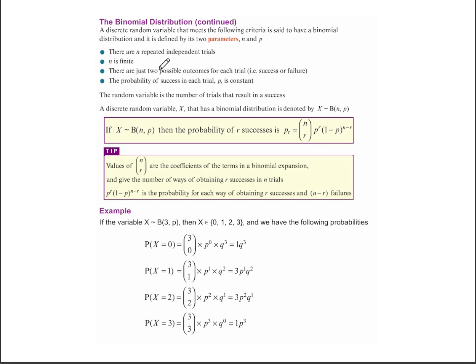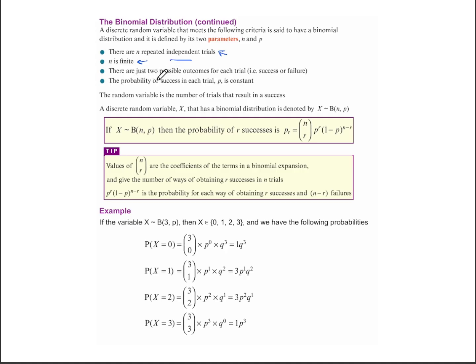Now we explain further where you use binomial distribution, or what criteria have to be met by a discrete random variable for it to be considered a binomial distribution. Firstly, there is a fixed number of independent trials, and that fixed number has to be finite. You can't go to infinity, like you can't have an infinite number of trials, right? You have to do a finite number of trials.